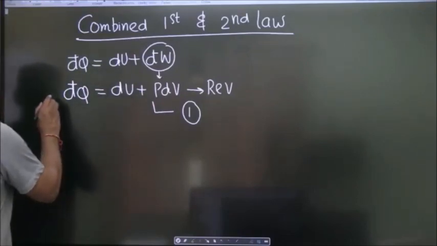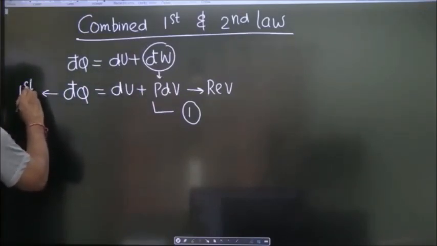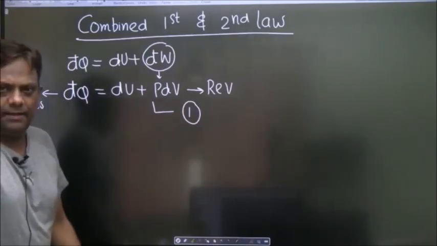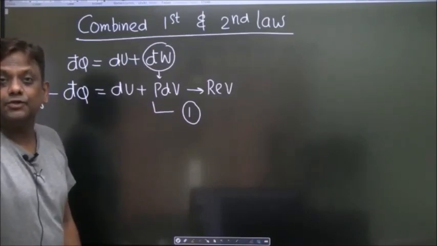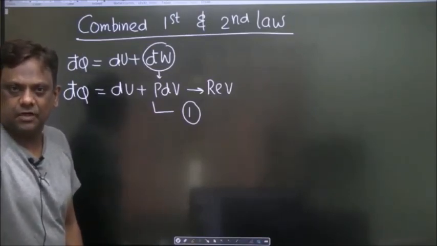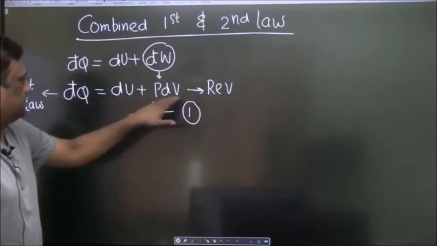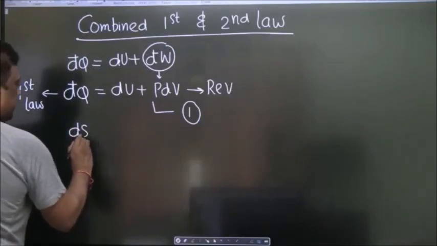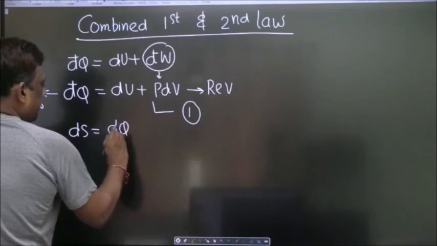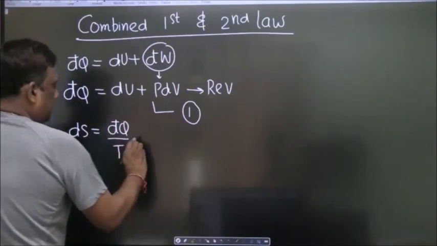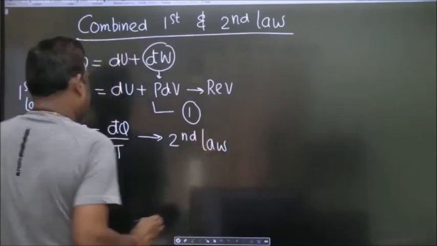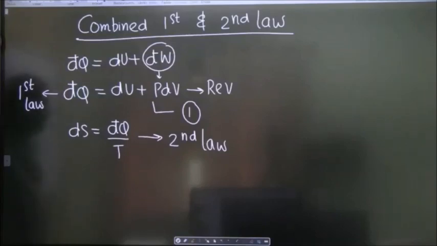Can I say this equation is obtained from the first law? Definitely, I can say it is obtained from the first law. Very good. dS is equal to d'Q by T. And you know it is obtained from the second law.